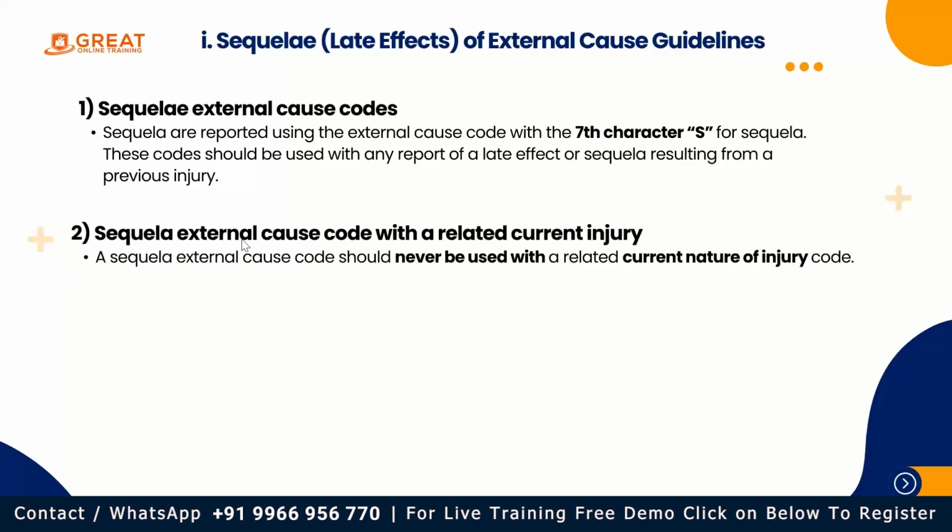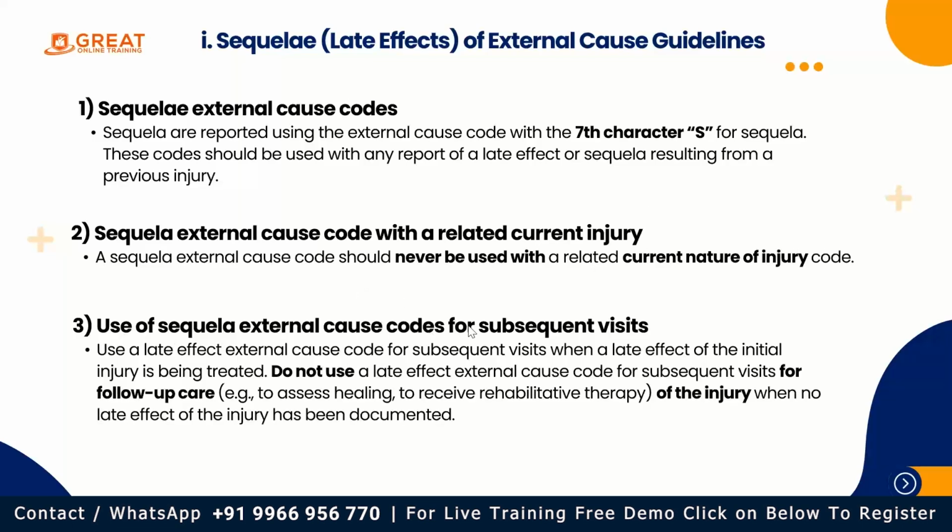Next point, sequela external cause code with a related current injury. The sequela external cause code should never be used with a related current nature of injury. Okay. The sequela external cause code is the external cause code which has 7th character S, that we should not use with current injury. Okay. Use of sequela external cause codes for subsequent visits.